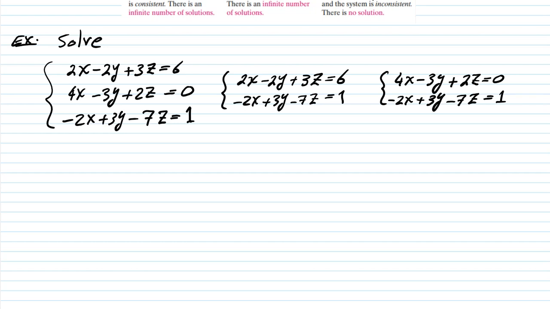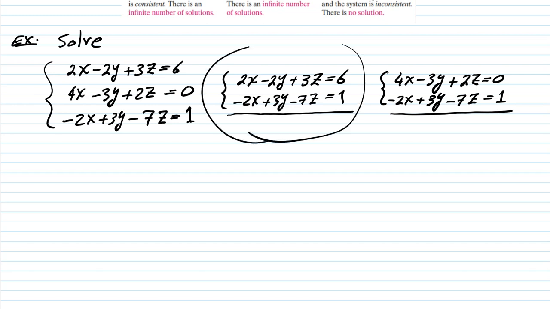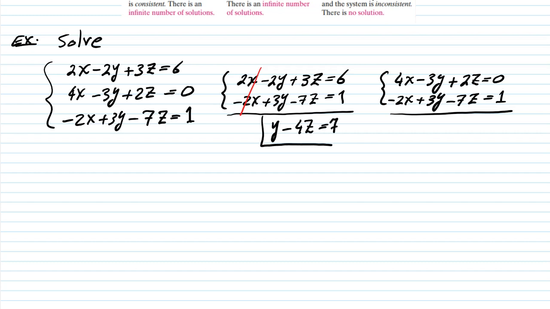All right. Now, let's eliminate x in the first pair. To eliminate x, all I've got to do is just add them, right? Add the two equations together. And that's something we can do with equations, right? We can simply add them together in a system. Now, 3y minus 2y, that's y. Negative 7 plus 3 is negative 4z. 6 and 1 makes 7. And there we have it. So we have y minus 4z equals 7.